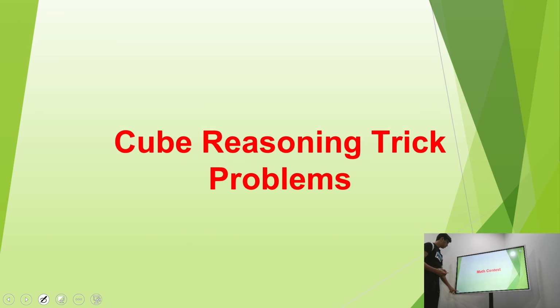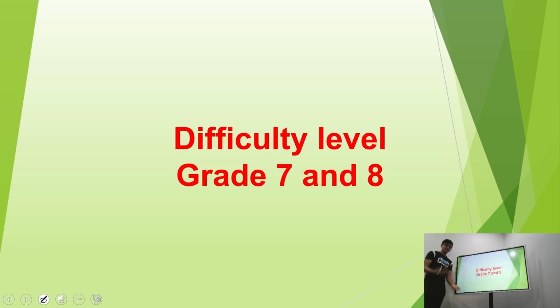In today's video, we're going to be going over some cube reasoning trick problems. So first of all, what is a cube? We already know that a cube is a three-dimensional object which consists of 6 faces. Today we're going to be going over some cube reasoning trick problems, and the difficulty level for these problems is for grade 7 and also for grade 8. So let's get started with what our problem is.